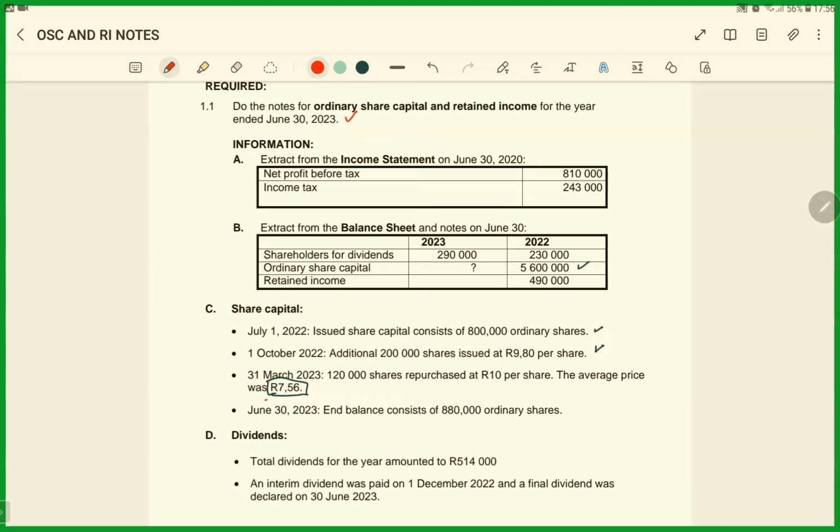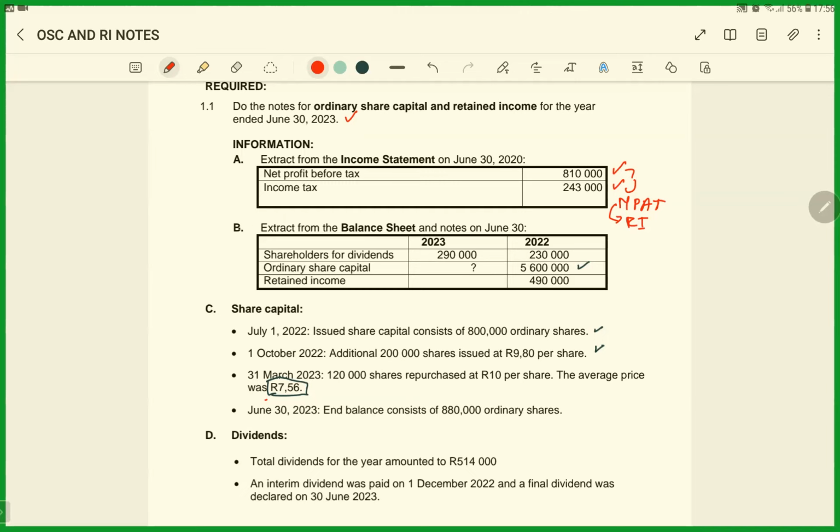Remember, we are going to prepare the retained income, and when preparing the retained income, we must account for the net profit after tax. In this case, we are given the net profit before tax of 810,000 and the income tax amount of 243,000. So we'll use this to calculate the net profit after tax, NPAT, which will be presented in the retained income note because we have to retain it for future growth and expansion.